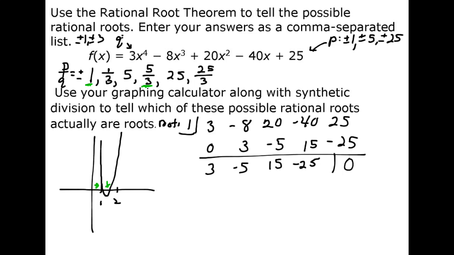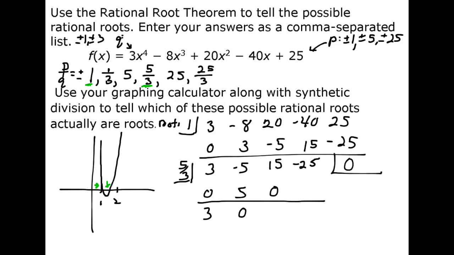Okay, let's see if the 5/3 is. So put 5/3 in my box. And you can continue on now. Just ignore the 0 on the end and use the polynomial represented by 3, negative 5, 15, and negative 25. So start with a 0. We get 3. 5/3 times 3 is 5. We add and get 0.